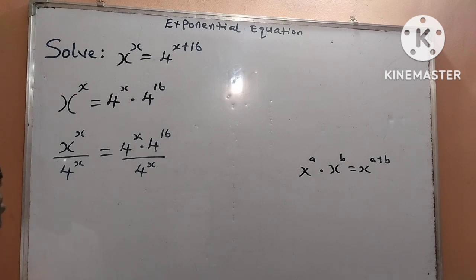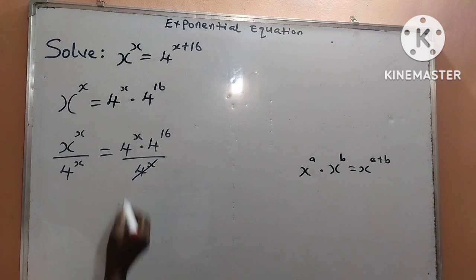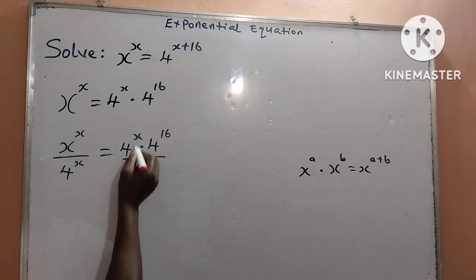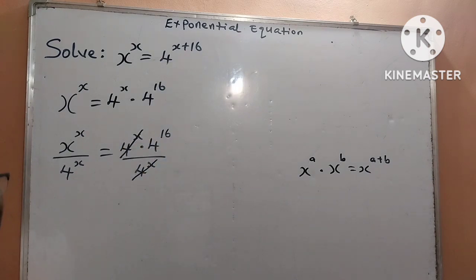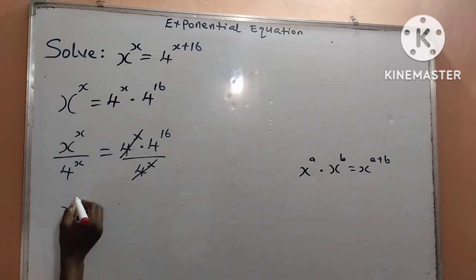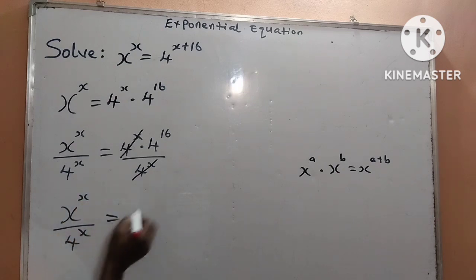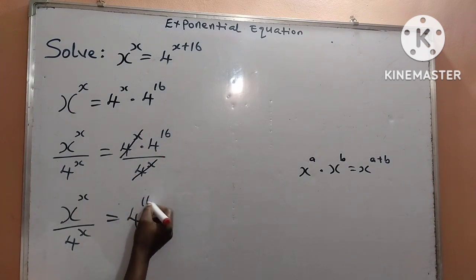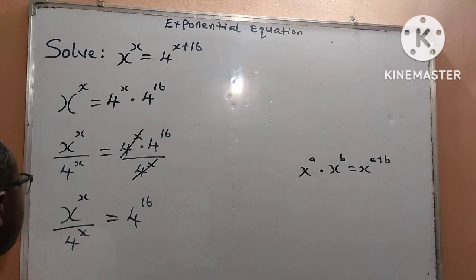And in looking at this, you can agree with me by the right hand side that at the denominator I have 4 to the power of x, and at the numerator I have 4 to the power of x. Remember, they are multiplying at the numerator, and then I will now have left x to the power of x all over 4 to the power of x, everything now equal to 4 to the power of 16 by the right hand side. Math is life.